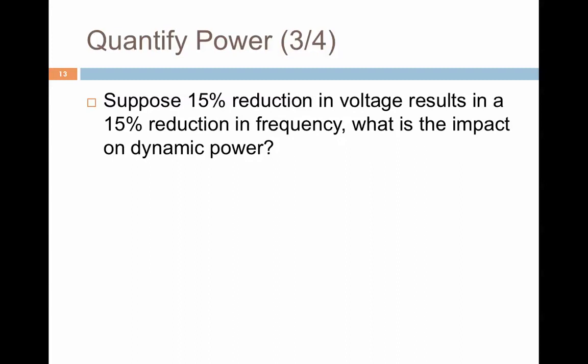The last thing I want to ask here is a problem. Let's say we have a 15% reduction in voltage, and this results in a 15% reduction in frequency. As I said, it's always DVFS: you generally reduce both voltage and frequency at the same time. And the question is, what will be the impact on the dynamic power? We are always interested in dynamic power, and if we reduce both voltage and frequency, we can bring down the dynamic power at runtime. That's exactly what we are asking here. Suppose things stay the same between two systems, but you reduce voltage and frequency by 15%, what is the impact on dynamic power?